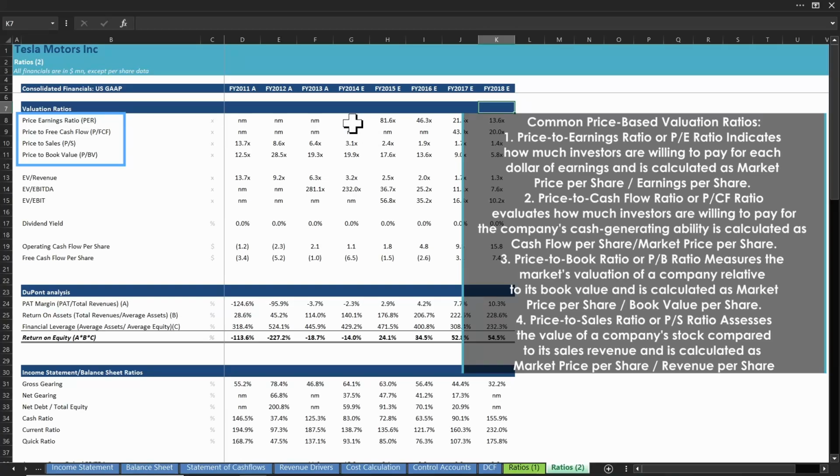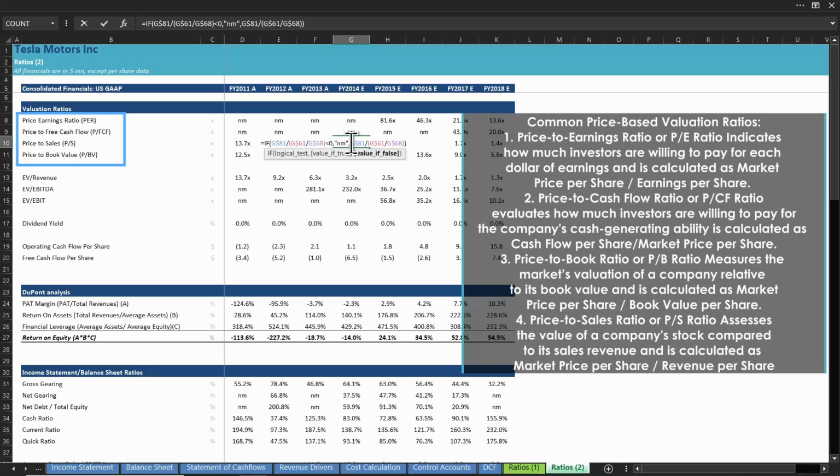1. Price-to-earnings ratio, or P/E ratio, indicates how much investors are willing to pay for each dollar of earnings and is calculated as market price per share divided by earnings per share. 2. Price-to-cash flow ratio, or P/CF ratio, evaluates how much investors are willing to pay for the company's cash-generating ability and is calculated as market price per share divided by cash flow per share.